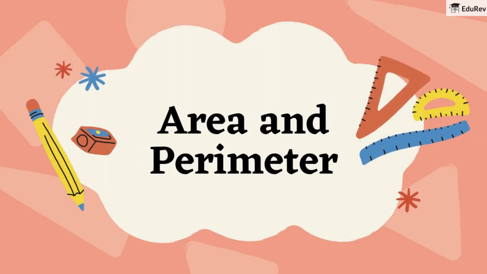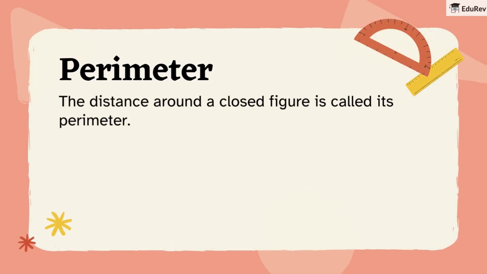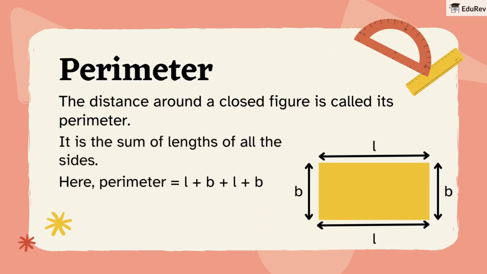Now, let's understand area and perimeter. What is perimeter? The distance around a closed figure is called its perimeter. Imagine you're on a treasure hunt, and a map tells you to walk the outline of a giant rectangle to find the treasure. The total distance you walk around the rectangle is what we call the perimeter. It is the sum of the lengths of all the sides.